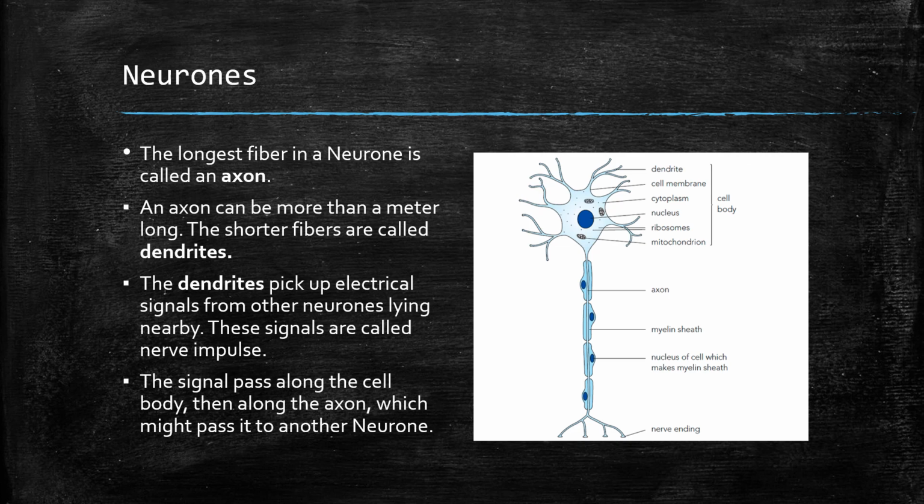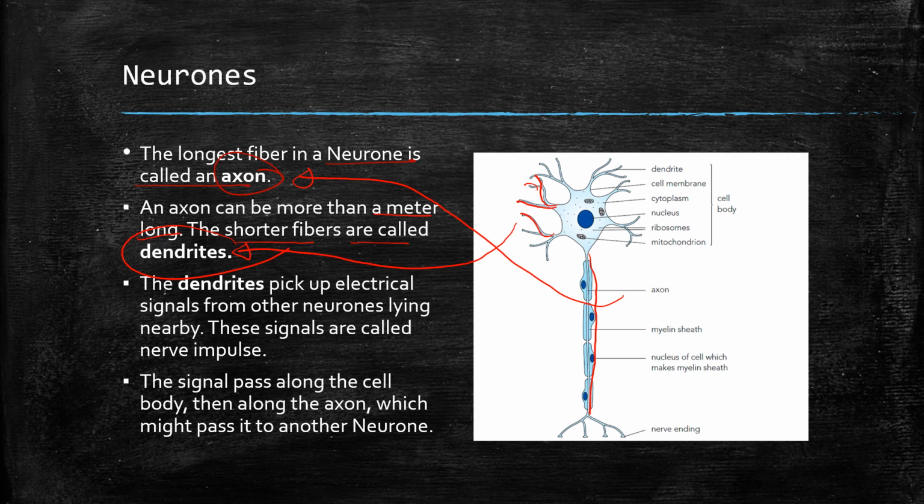Neurons, let's change our color. Let's take orange. The longest fiber in a neuron is called an axon. Oops, let's take red. An axon can be more than a meter long. The shorter fibers are called dendrites. So you see these short fibers, right? These are called dendrites. And the axon is basically this big line, which is usually a meter long, as they said.